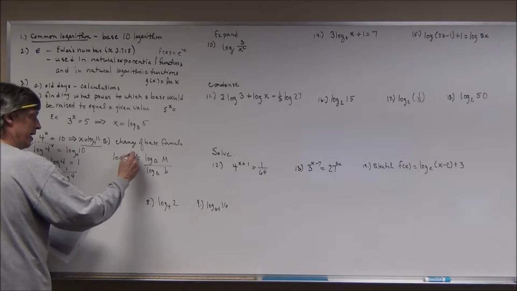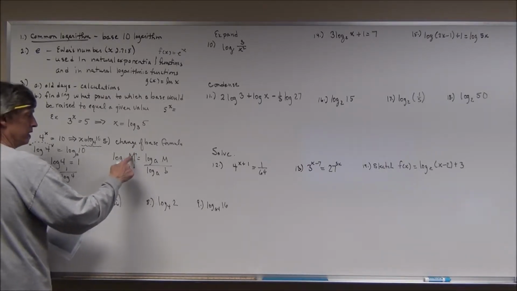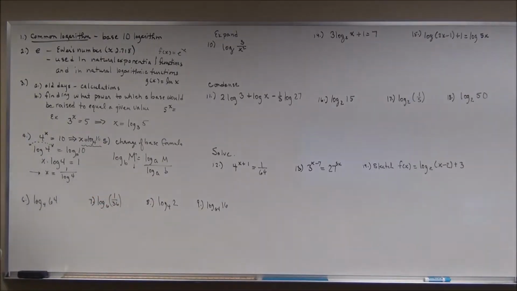Now I see m being higher up than b is. B is a subscript. So notice the m goes on the top, the b goes on the bottom. Everything else is the same. Need to know that. And now I'm going to show you how to evaluate these 4 examples here.